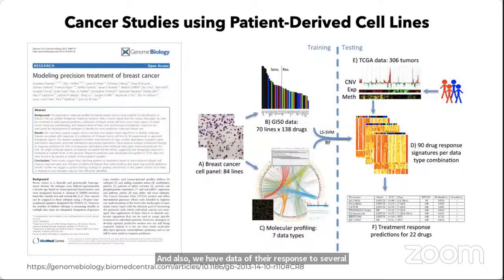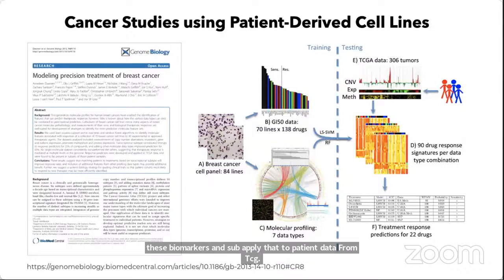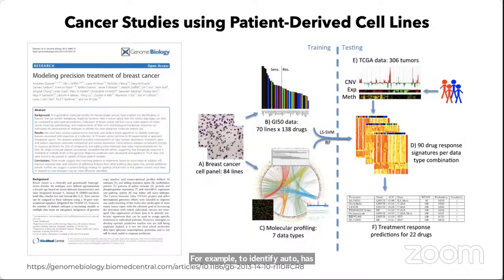So by integrating these two data, we will get how we can effectively identify specific molecular characteristics that can be associated with a positive or sensitive response to a therapeutic option, or a negative or resistive response to several therapeutic options. Then we can use these biomarkers and apply that to patient data from TCGA, for example, to stratify patients who are most likely to respond to the treatment options that we have identified from this study.